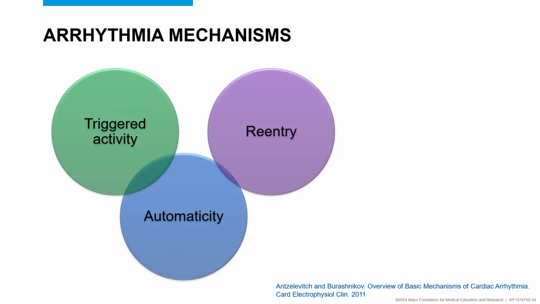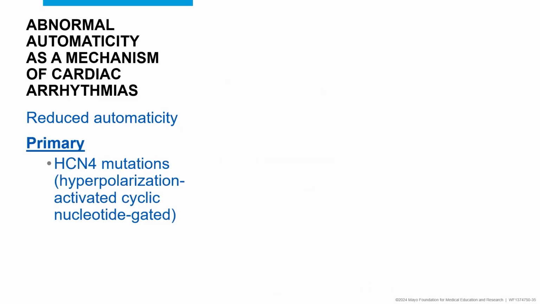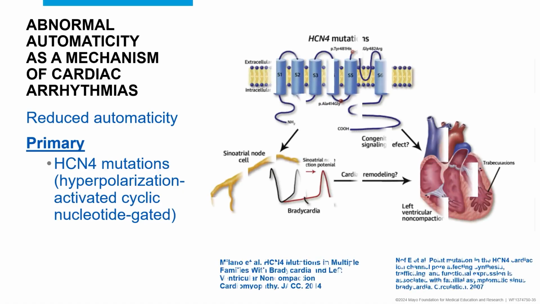So let's look at those mechanisms now. We've looked at conduction through the heart and some phenomena that you'll see, but we'll start off with automaticity. Reduced automaticity, there are some unusual primary forms of this. These are channelopathies, HCN4 mutations, where we're going to affect that inward current, and we're going to change the initiation of the impulse. Familial and quite rare.